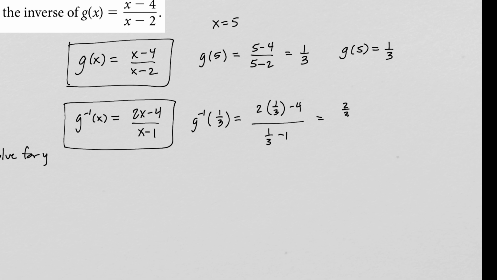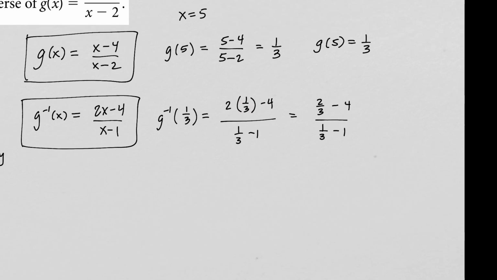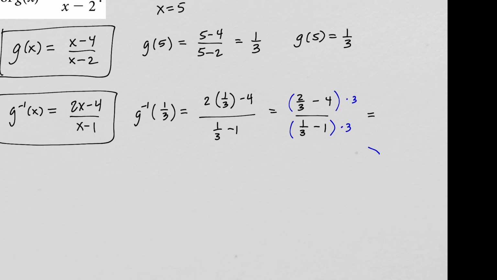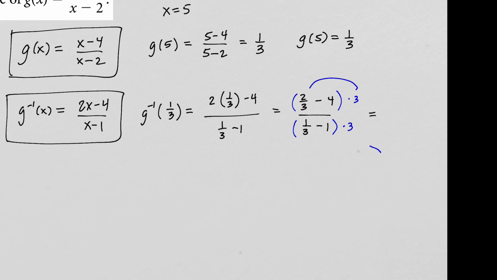This is 2/3 minus 4 divided by 1/3 minus 1, right? So I just did 2 times 1/3 is 2/3. Now, to simplify this, there's a couple of different ways you can do it. I'm going to multiply the top and the bottom here by 3 because that's going to cancel out the fraction. So when I do 3 times 2/3, that's going to give us 2. And then we have 3 times negative 4, that's going to be negative 12.